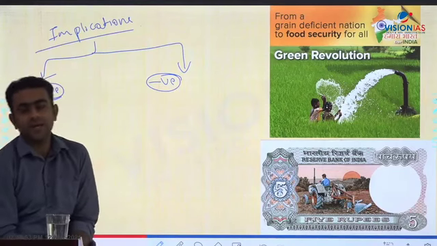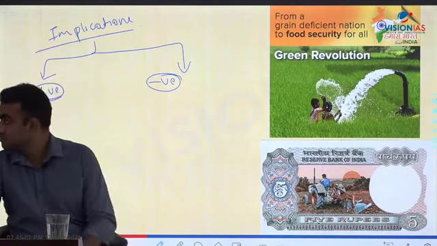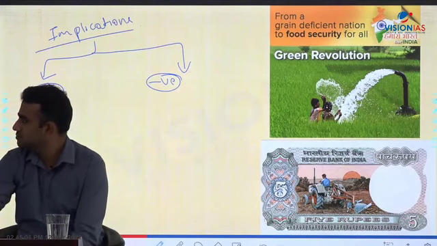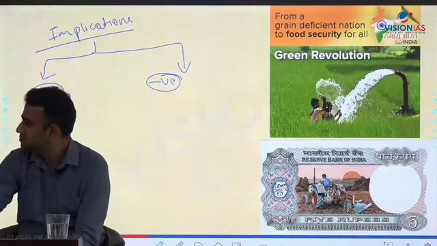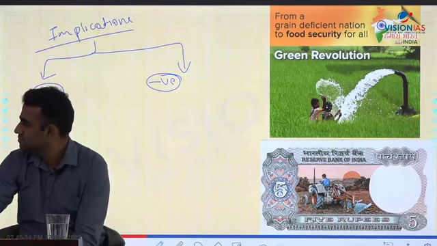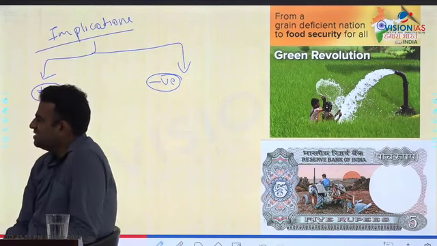Negatives are important here. What are the negatives of green revolution? Let's hear it from you. What do you think are the negatives of green revolution? Overuse of fertilizer, decrease in soil fertility, degradation of groundwater, leaching, ठीक है.